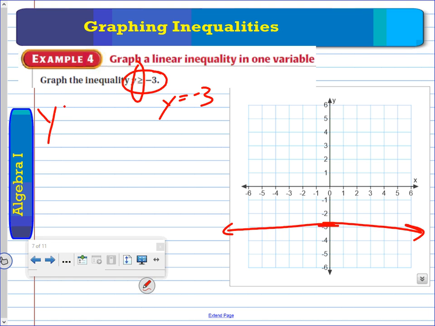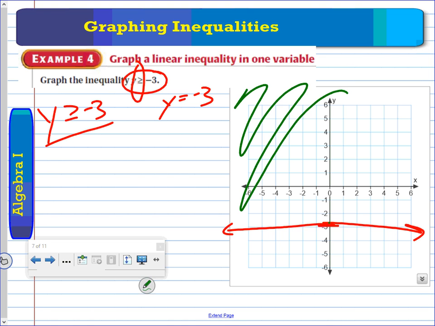And I'll rewrite this because I kind of covered it. We need to decide where we're going to shade. Y has to be greater than -3. The easiest way to think about that is stand at -3 and figure out where are the bigger y values. Are they above or below? They're below. Excuse me, they're above. Okay, so we're going to shade above the line.